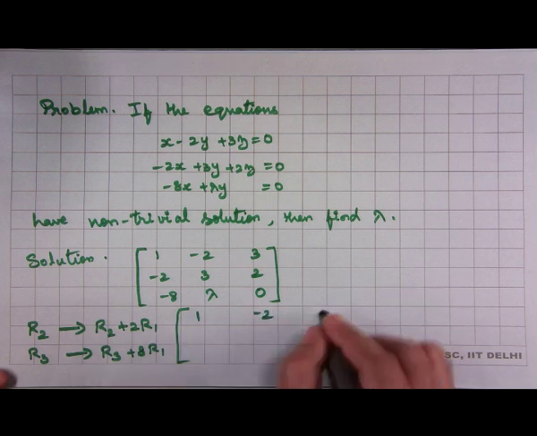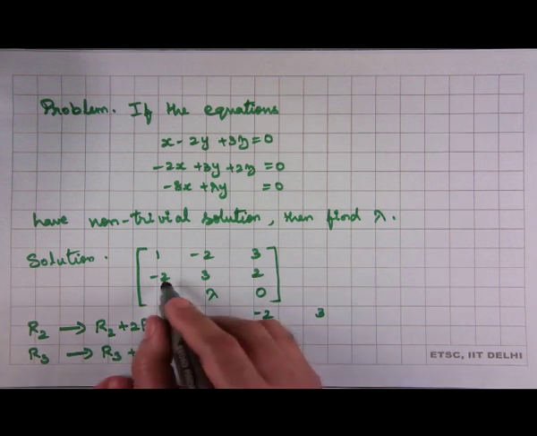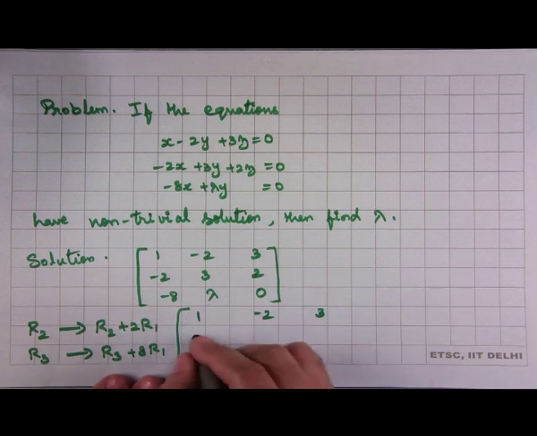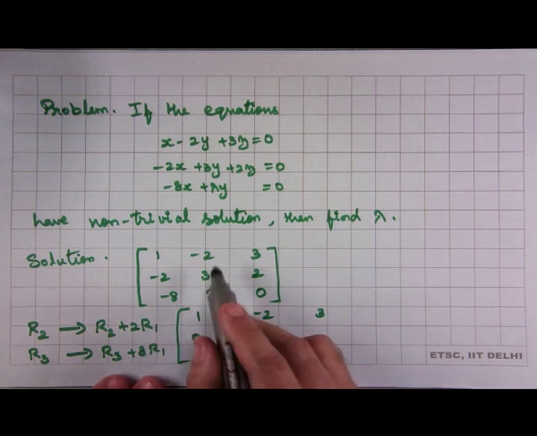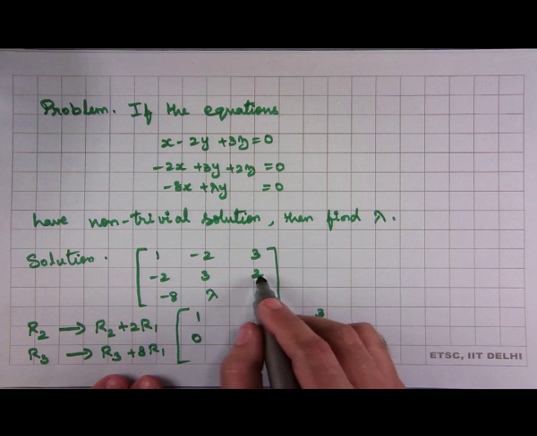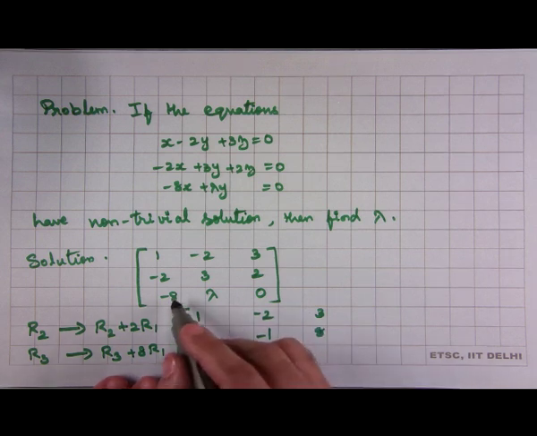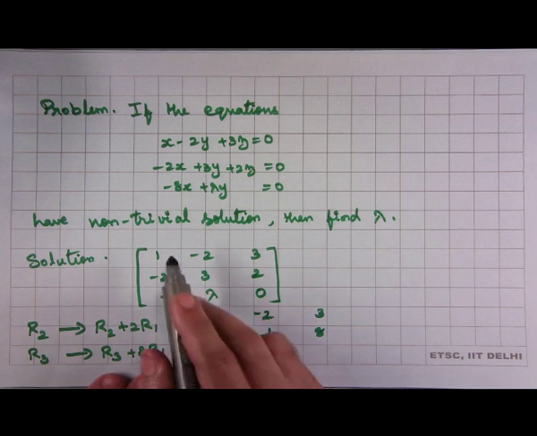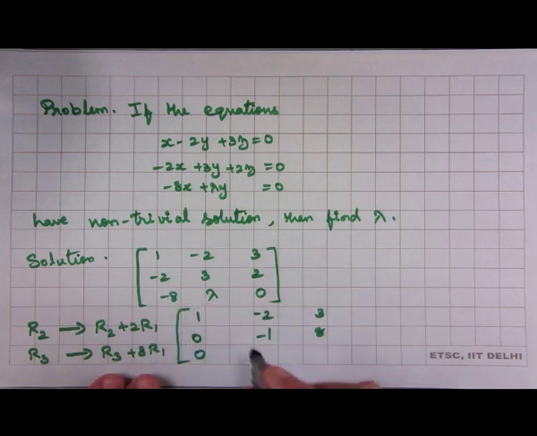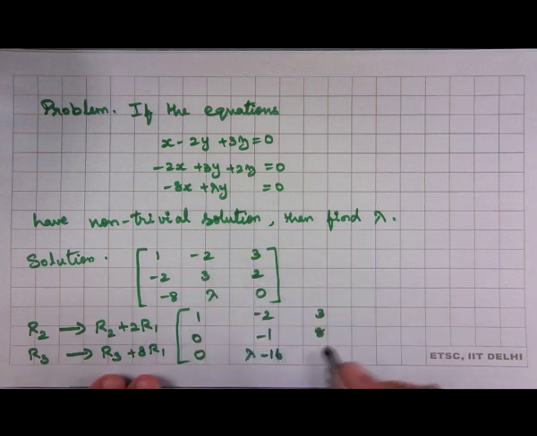1 minus 2 3, because the first row is unaltered. Second one, R 2: minus 2 plus 2 times 1, which is 0; 3 plus 2 times minus 2, which is 3 minus 4, which is minus 1; 2 plus 2 times 3, so 2 plus 6, which is 8. Minus 8 plus 8 times 1, this is going to give me 0; lambda plus 8 times minus 2, which is lambda minus 16; 0 plus 8 times 3, which is 24.